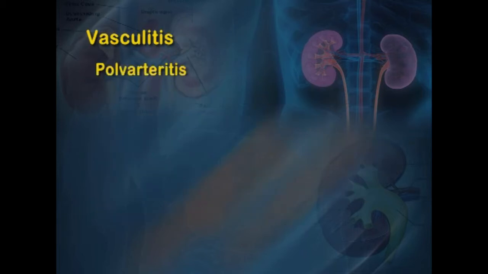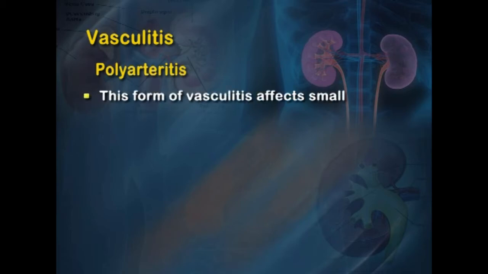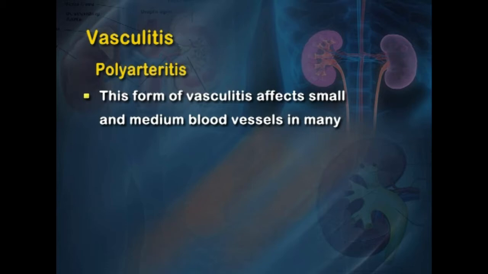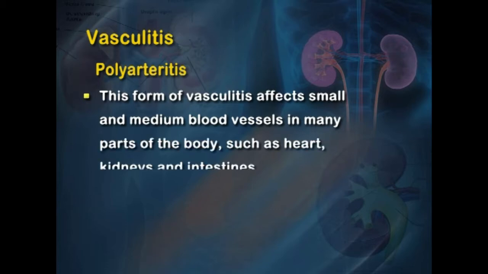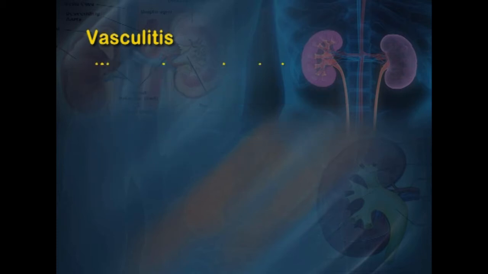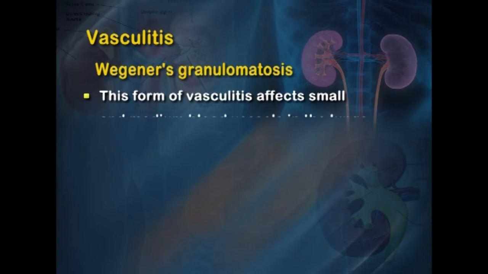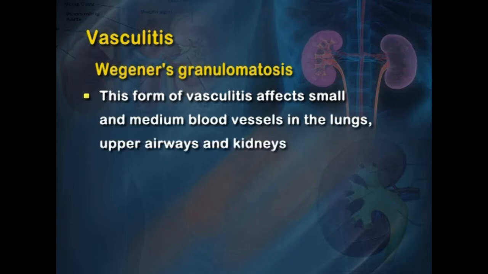Now, the third category is the vasculitis. One is polyarteritis. This forms vasculitis, affects small and medium blood vessels in many parts of the body, such as heart, intestines, and also kidneys. The second one is Wegener's granulomatosis. This forms vasculitis and affects small and medium blood vessels, again in the lungs, upper airways, and the kidneys.